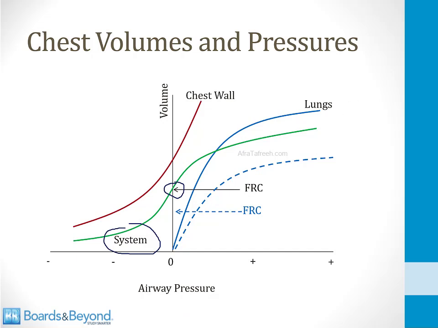Anytime we have a change in lung compliance, so we move from the blue line to the dashed blue line, our equilibrium point where the chest wall is balanced with the lungs is going to be at a lower value. So patients who have diseases where their lungs become stiff and non-compliant will have a lower FRC. In contrast, patients who have diseases where their lungs become more compliant will have an increase in the FRC.